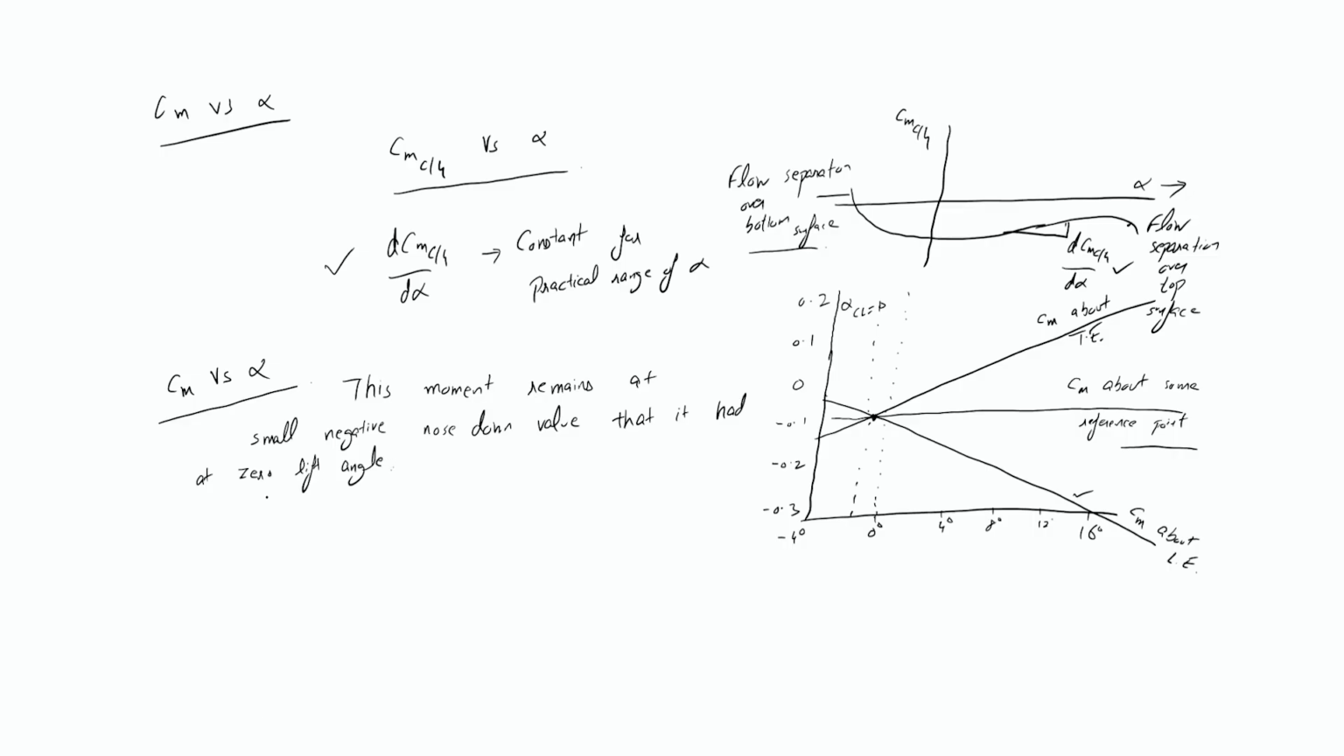Okay, so this point is called the aerodynamic center. Remember, this point is called the aerodynamic center. For subsonic speeds, this aerodynamic center, let me denote it by A.C., is very close to the quarter chord point.